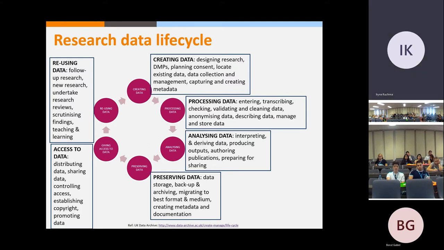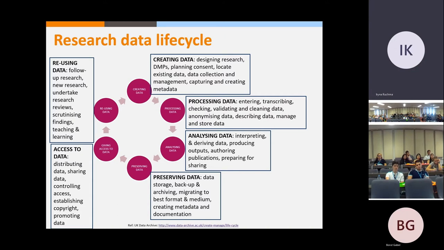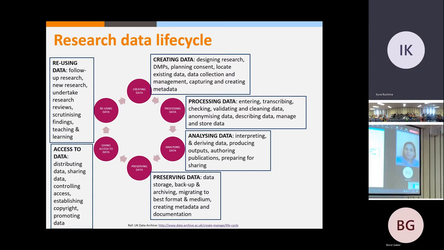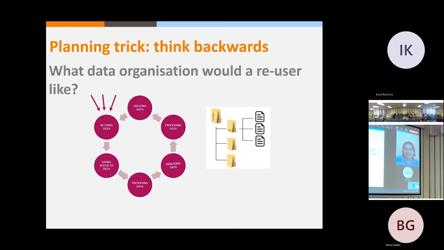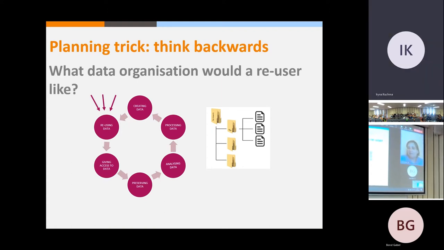And here, a good tip is to think about the reuser perspective. So if we look at the very end of the research cycle, which says reusing, then what data organization would a reuser like? And that reuser could be you 3 years later, for example, if you want to go back to your previous research and see how you did certain elements. What would be the best way to organize your work so that future you or any other researchers who might be interested could have a look and really understand?